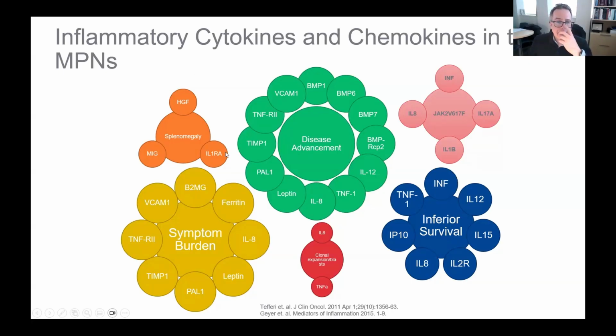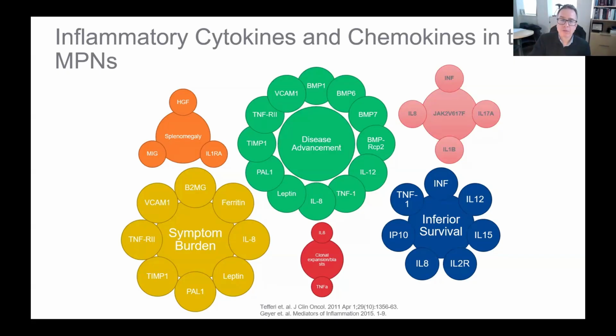So, for example, IL-1 receptor A, this ties into splenomegaly. You see a higher level of IL-1 with splenomegaly. With symptoms, you can see a higher level of IL-8, ferritin, leptin. The point of this is not to memorize which cytokines associate with which aspects of the disease, but it tells us a very important point, is that cytokines matter. They associate with aspects of the disease, and they are deregulated in patients with myeloproliferative neoplasms.